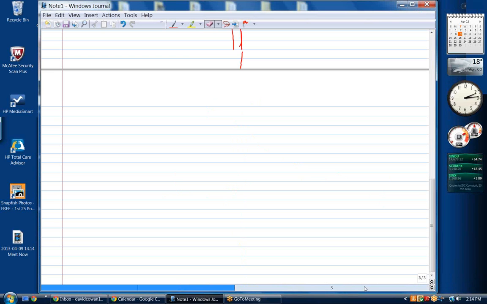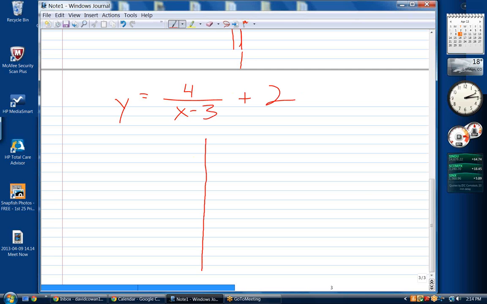So number 12, slightly different. Always start with the vertical asymptotes, because those are usually easier to figure out. Where's the vertical asymptote? Is it 2 again? No. Remember, the vertical asymptotes are usually determined by division by 0.